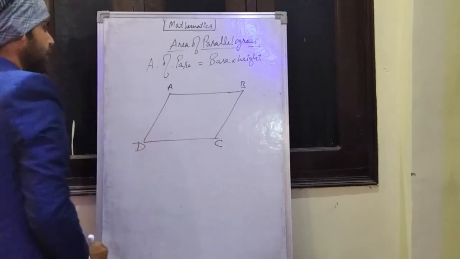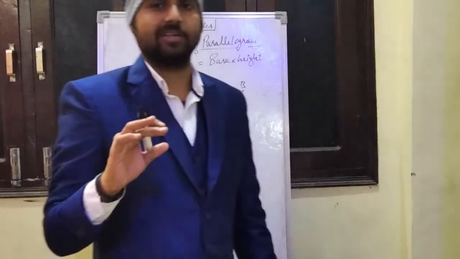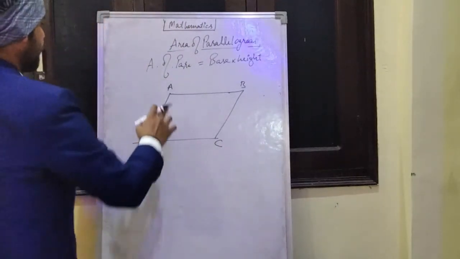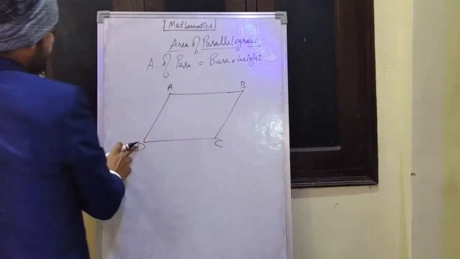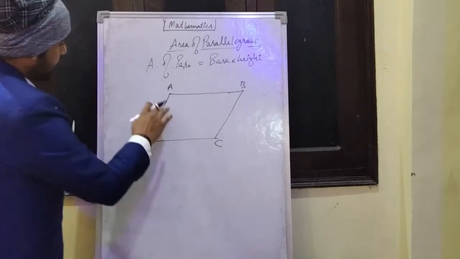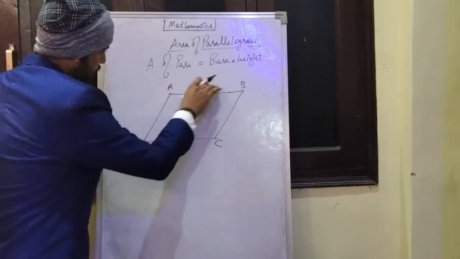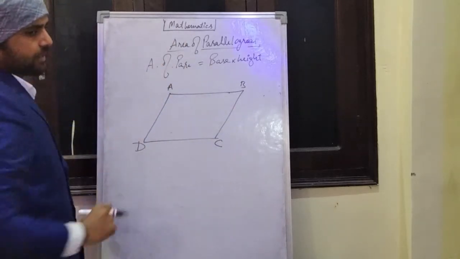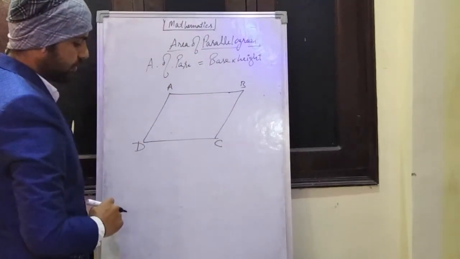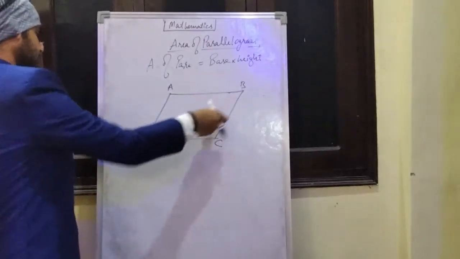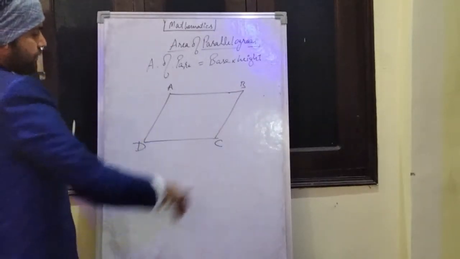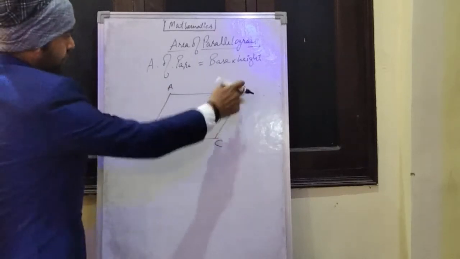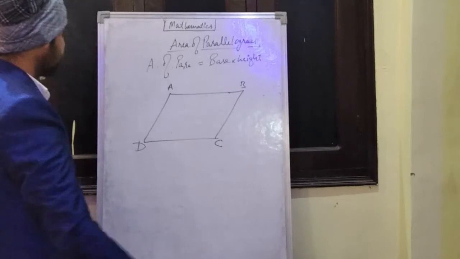Now please, whenever you name a polygon, please name it in either clockwise or anti-clockwise order. Because some of the students write A, B, and here write C and D. So first they were moving in clockwise direction, then they jumped and started moving in anti-clockwise direction. That should not be the case. Either you go in clockwise direction or anti-clockwise direction. So this could have been named A, B, C, D, like this also. So it depends on you.